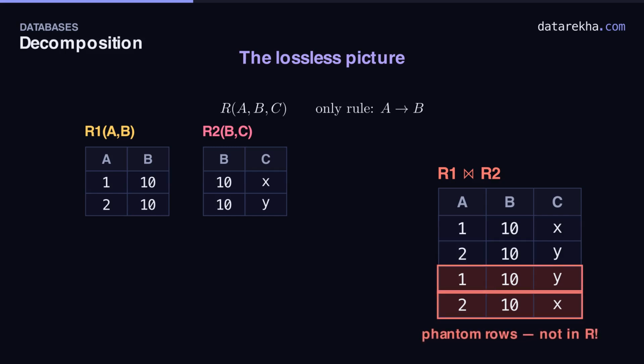Two brand new rows appear that were never in our data: student 1 paired with C equals Y, and student 2 paired with X. These are spurious tuples, phantom rows, silently invented by the join. The pieces looked fine, yet rejoining them produced corrupted data. That is a lossy decomposition, and it is the worst kind of bug, because nothing warns you. So the whole game is, which splits are safe?